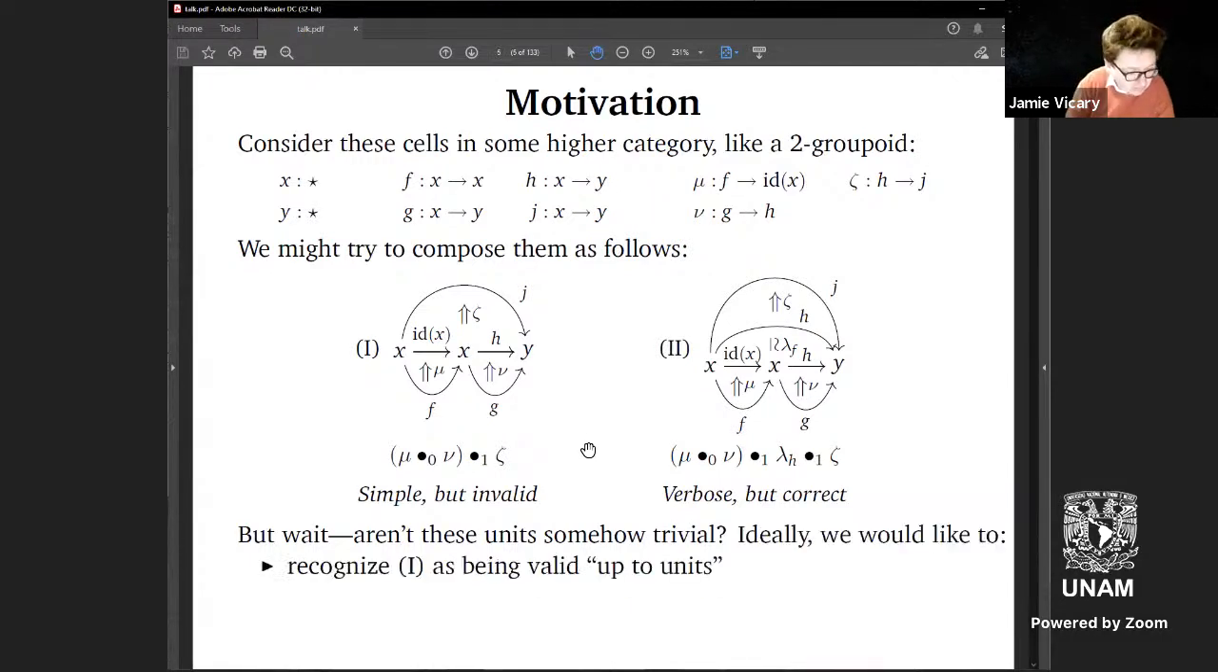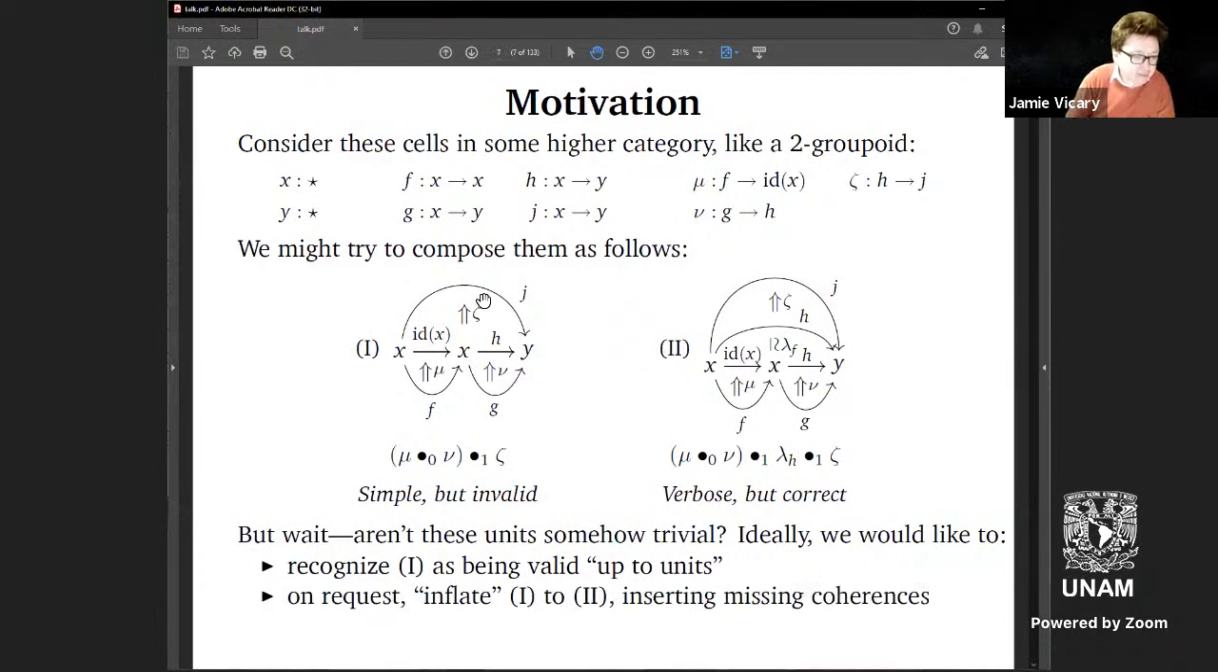of infinity categories. Ideally, just to say a few concrete things, we'd like to recognize composite 1 as invalid, but valid up to units. We recognize 1 as being valid in a strictly unital infinity category. And on request, we take this composition expression that's valid in the strict setting and inflate it back into 2, the corresponding expression.